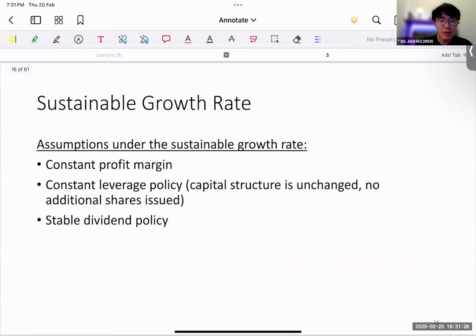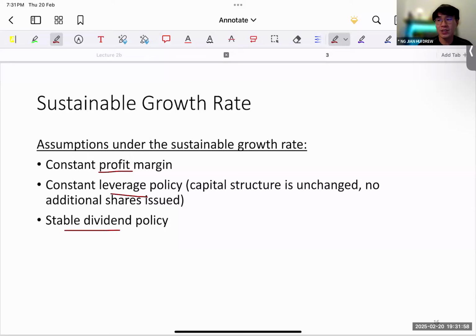So there are some assumptions when we think about the sustainable growth rate. Unfortunately, they can be quite limiting assumptions, but we still use them, right? So things like constant profit margin. Because if your profit margin keeps on changing, which actually makes sense, as most firms' profit margins keep on changing. But if you want a sustainable growth rate, you can only use this when profit margin is constant, your leverage is constant as well, and your dividend payout is very stable.